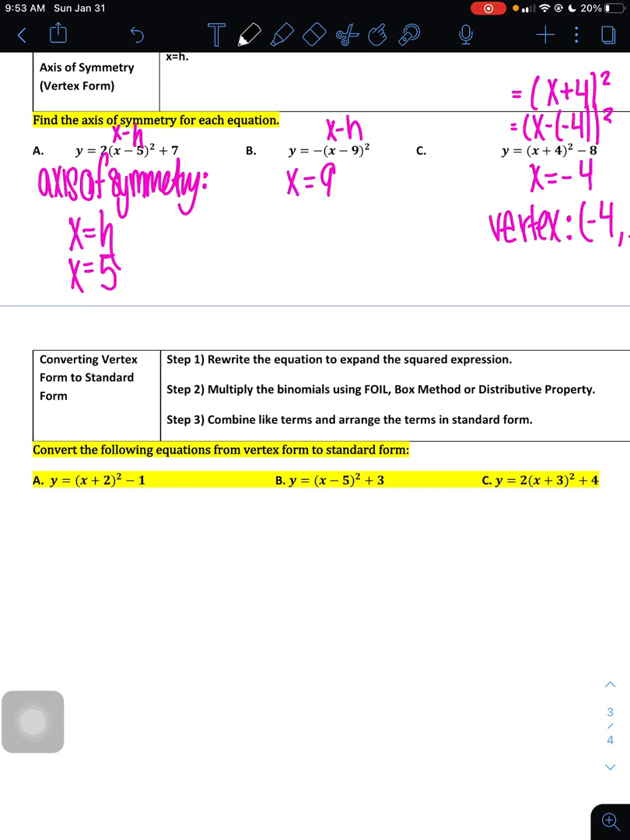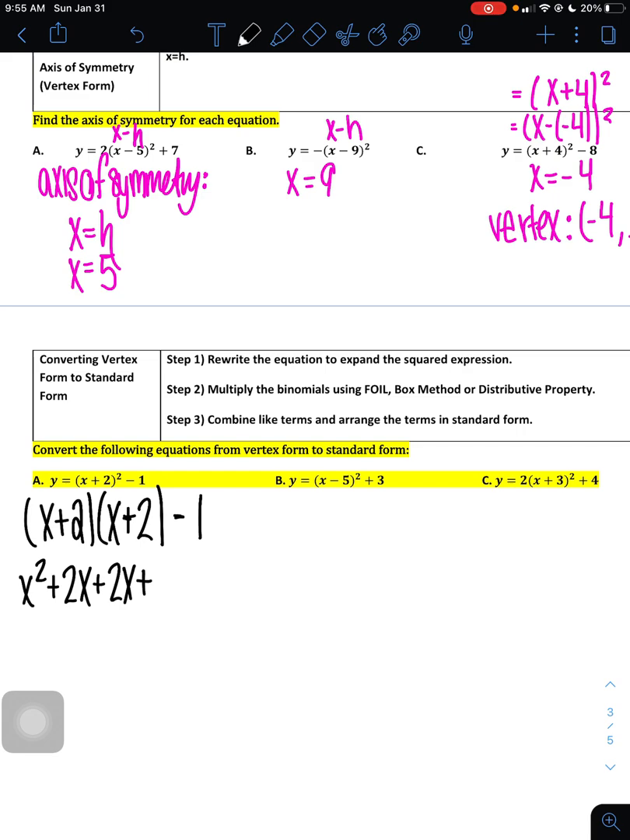So first, I'm going to just go ahead and write out this squared term. So I know I'm going to have x plus 2 twice, because that's what squared means. Then I'm going to do my minus 1 at the end. So I'm going to go ahead and FOIL this out. So my first terms would give me an x squared. My outer terms would give me a plus 2x. My inner terms would as well. I did that backwards. Hopefully you guys caught that. And then the last terms would give me a plus 4. At the end, I have to make sure I tack on that minus 1. It doesn't just vanish. It's still a part of our equation.